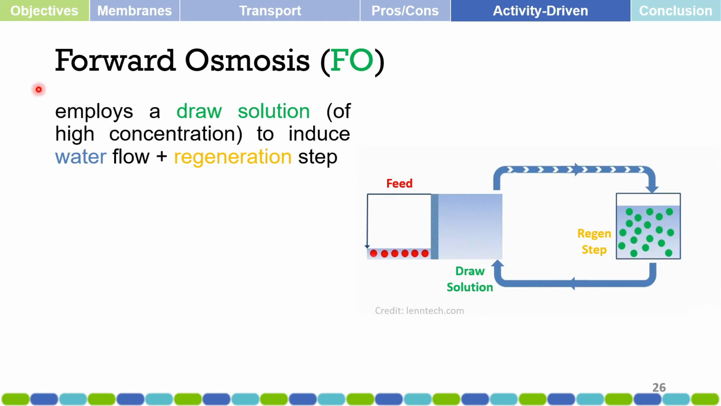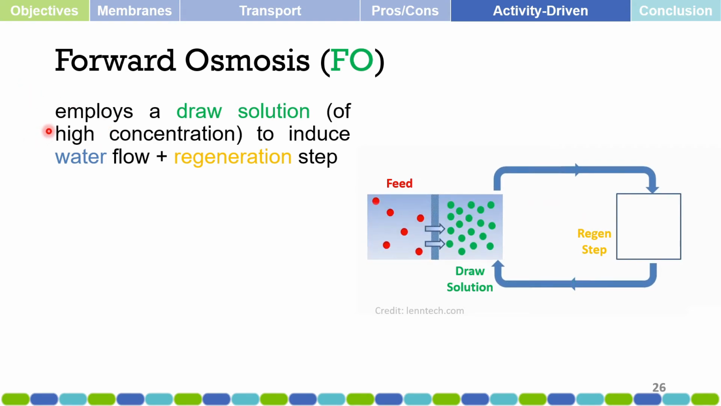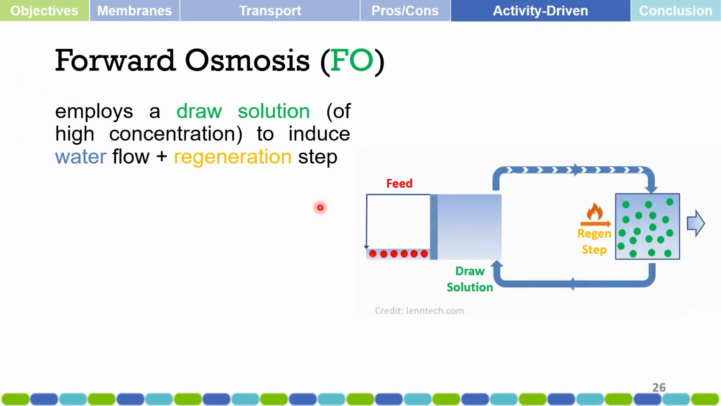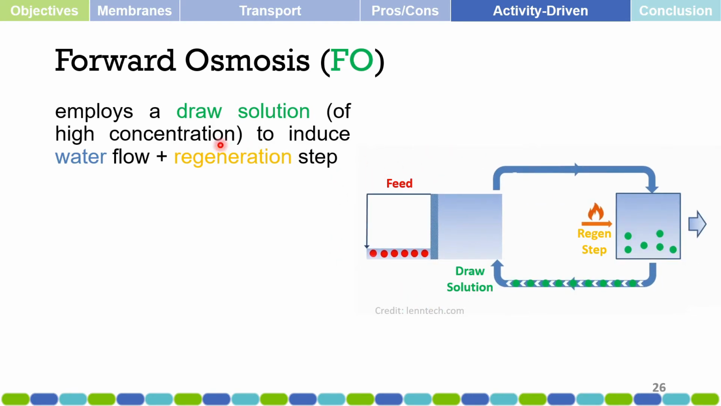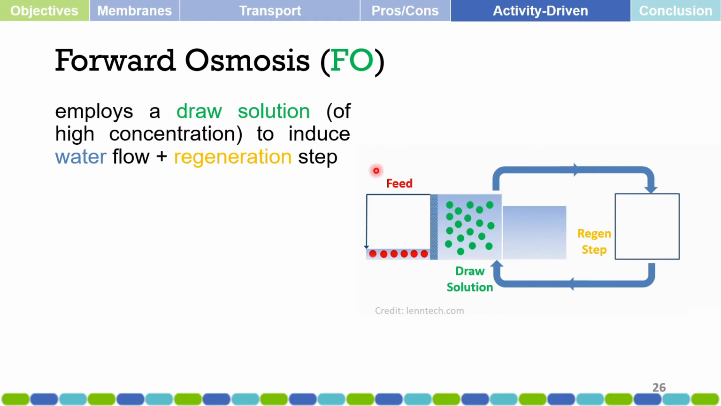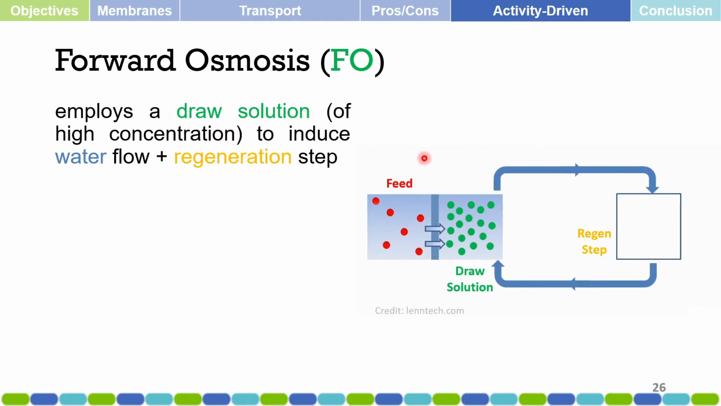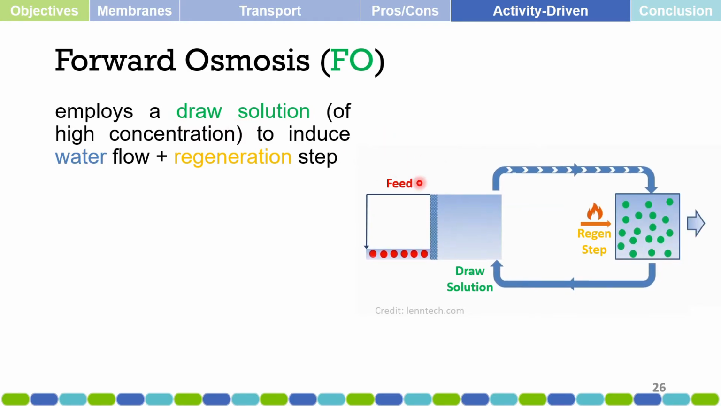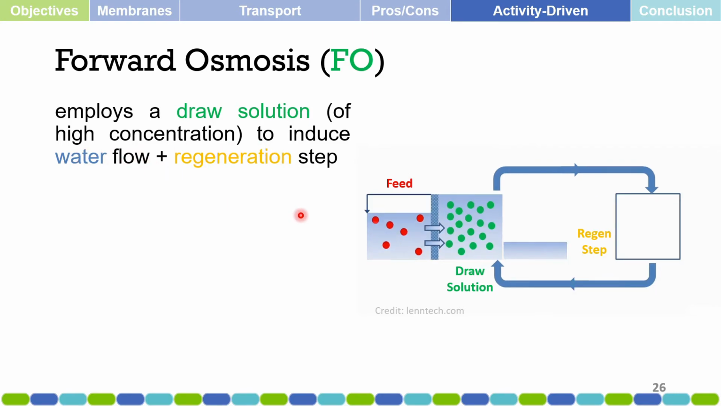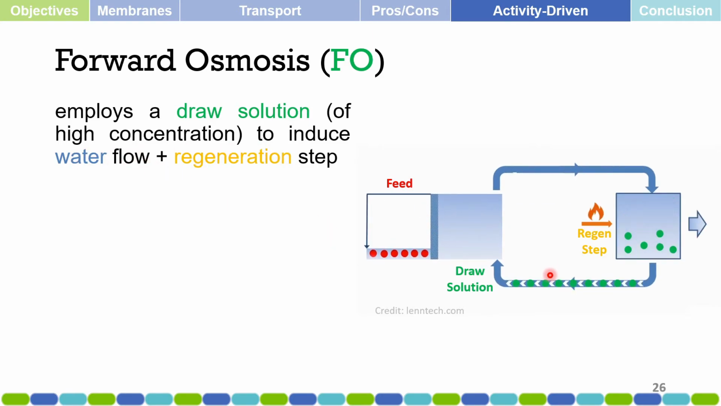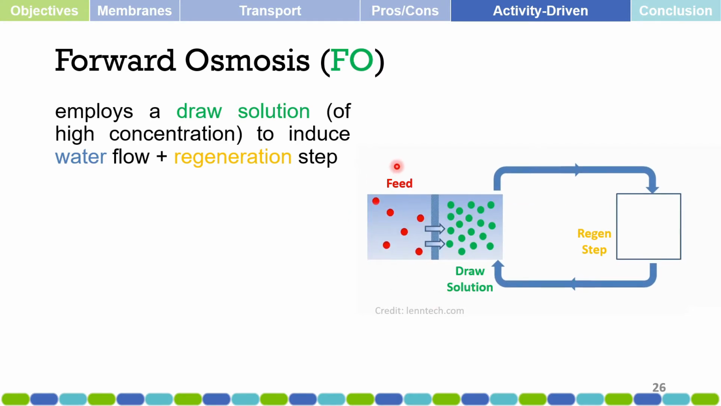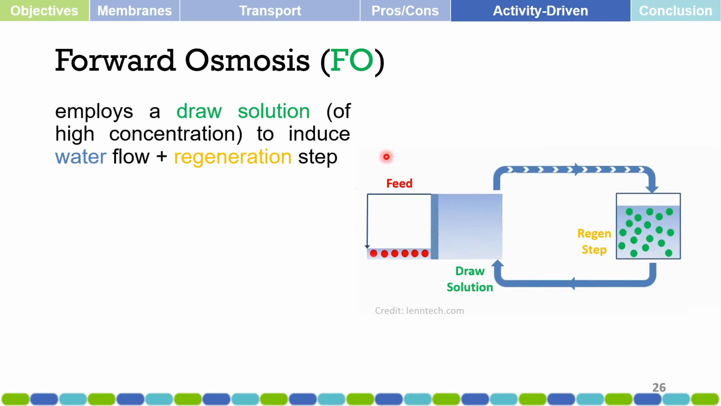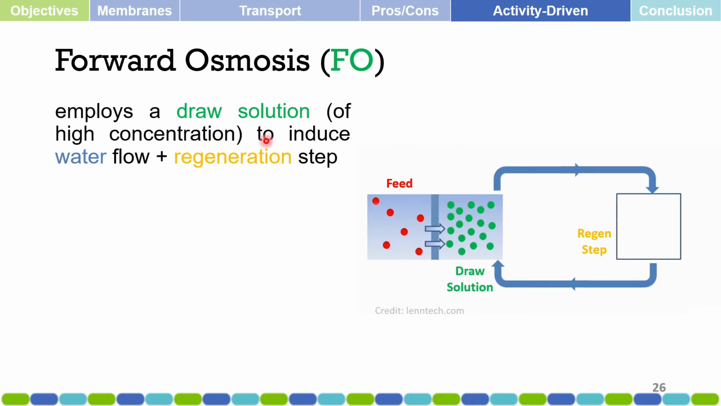So moving on to forward osmosis. In forward osmosis, it is the same as the typical osmosis process. But in this process, you employ a draw solution, which is this green part, which has higher concentration, to induce the water flow out of the feed to the draw solution. So you are actually inducing osmosis.